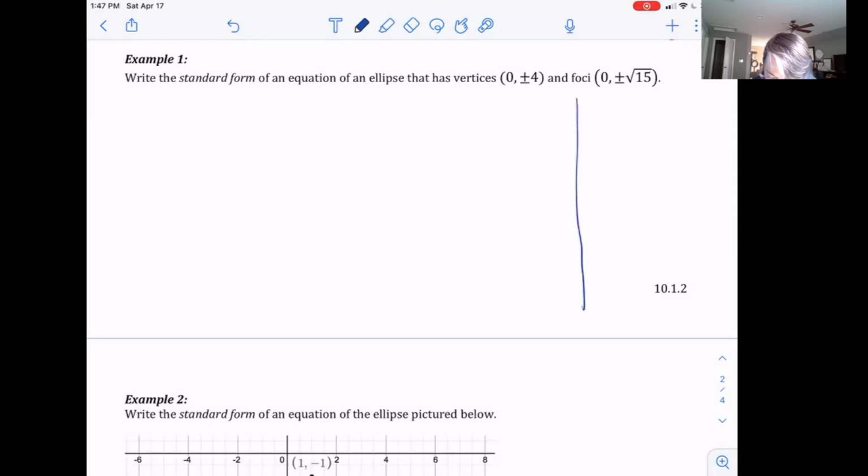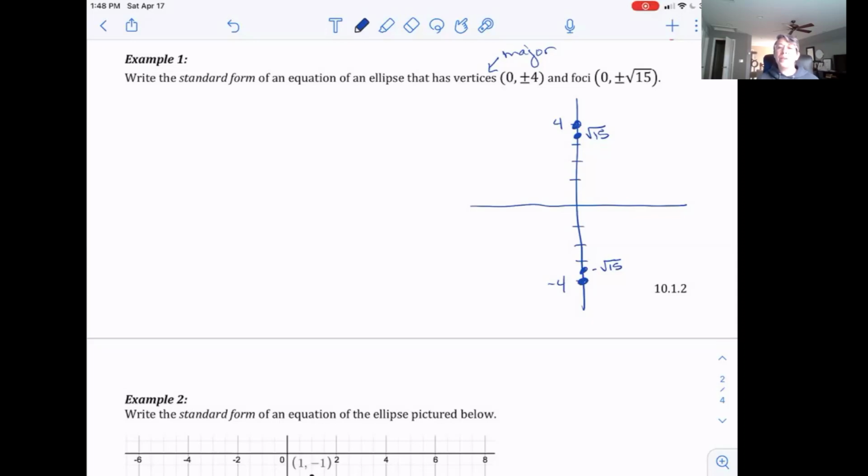If I draw an ellipse and I know my vertices, they didn't say co-vertices, so that tells me this is the major axis, the longer axis, has vertices at (0, 4) and (0, -4). So there's my major axis there. And then my foci are at plus and minus the square root of 15. So let's see, 4 squared is 16, 3 squared is 9, so the square root of 15 is actually going to be close up in here somewhere. Square root of 15, negative square root of 15. So there's my foci.